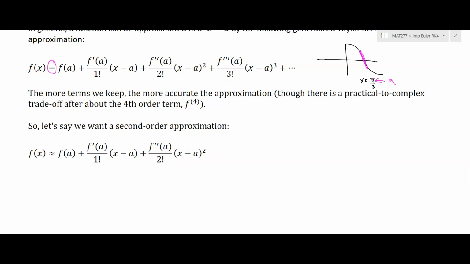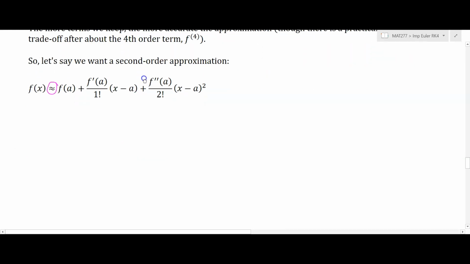Now notice that my sign here is no longer equal to, it's approximately equal to. How approximate? Well, it's going to depend on the function, depend on the point. It really just depends. So we could get a really sloppy approximation or a really good one, but this is better than none. Now, so this is an approximation to a function.